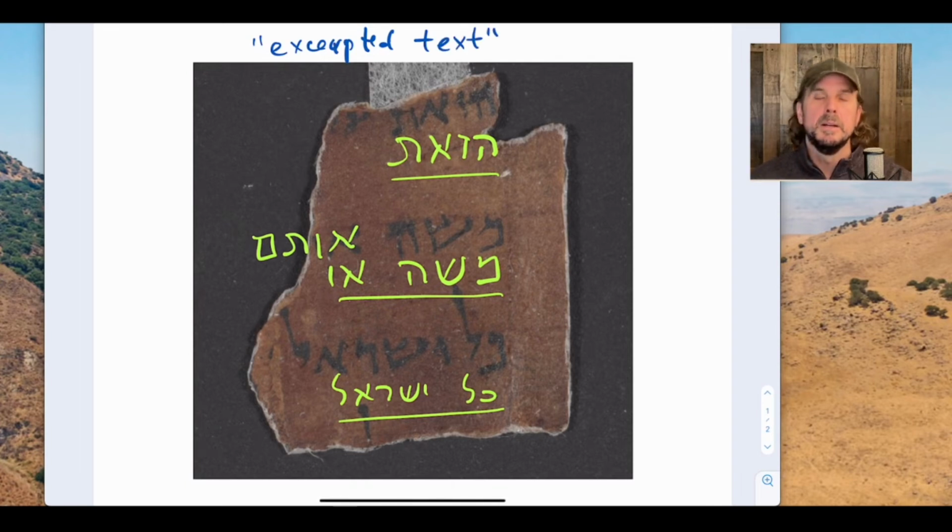That means where scribes, and maybe you've done this yourself in your own devotional life, you have a notebook and you're thinking about a certain theme, a certain topic, and you write a bunch of different diverse Bible passages and you put them all together in a few pages, just quoting one after the other. That would be you creating what we call an excerpted text.